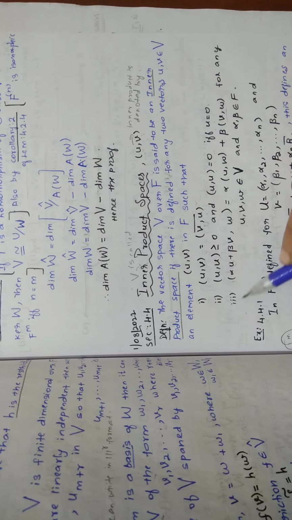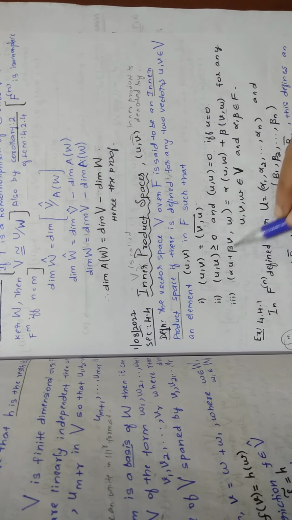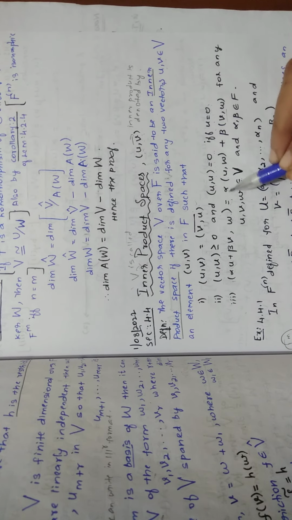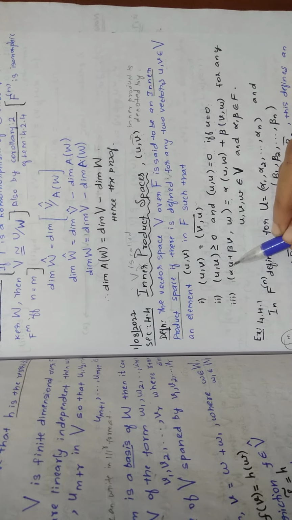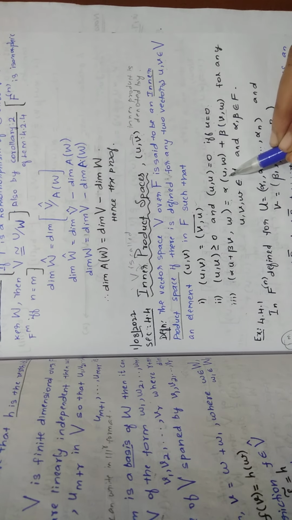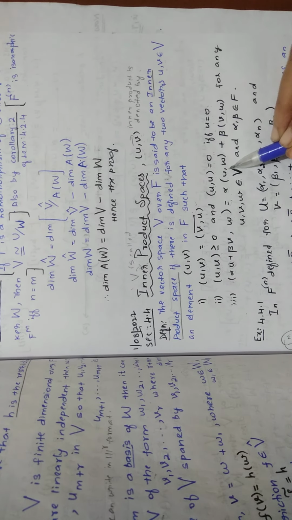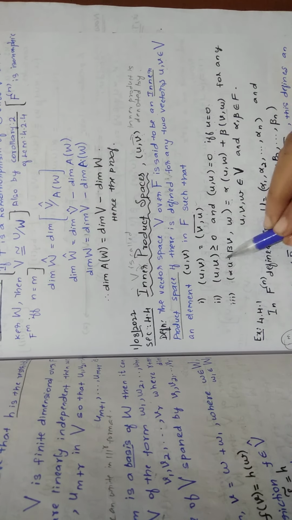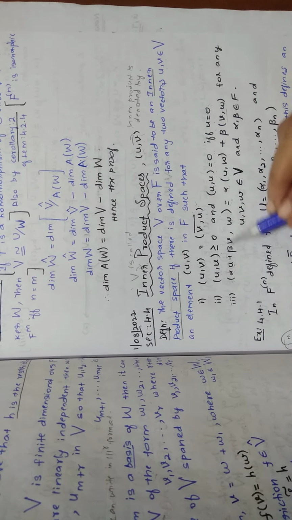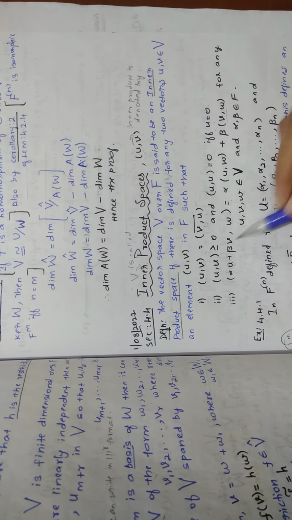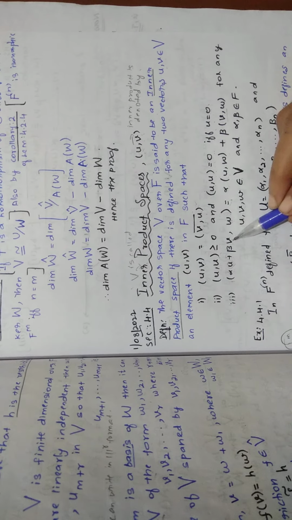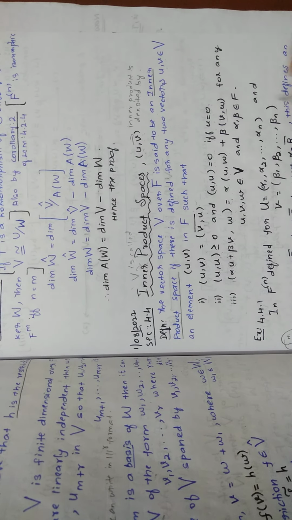Now the third condition is inner product of alpha U plus beta V comma W. Inner product alpha U plus beta V comma W is equal to, first write the alpha, then the element that is near to alpha, that is U, right? Then inner product U comma W, plus, then beta, what is the value near to beta, that is V, right? So beta times inner product V comma W. This is how you have to write the conditions.